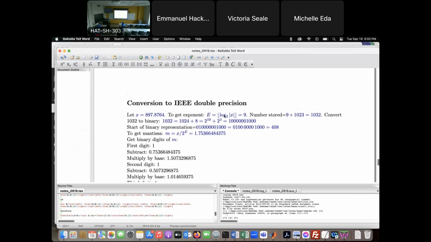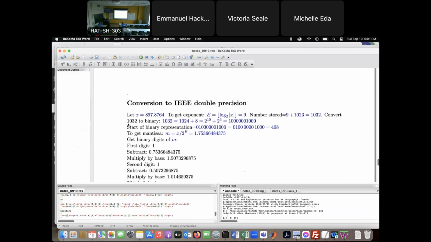This formula, taking log to base 2 of the absolute value and then rounding it down to the next integer, gives me the exponent of 9. Then the number is actually stored in IEEE double precision floating point. You take your exponent and add 1023 to it, and you get 1032. That's what you're going to store in those 11 bits for the exponent.